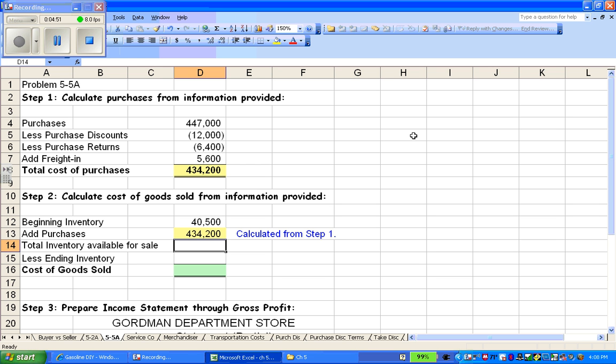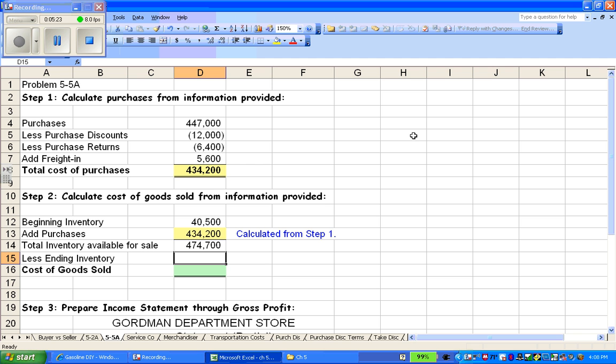All right, so now my total inventory available for sale would be the addition of those two numbers. So I'll do a formula. I'll use the equal sign. I'll use the arrow key to go up to the 40,500, and then I'll do the plus sign. And then again, I'll just arrow up to the purchases here, and I'll hit the enter key. So there's the total inventory available for sale, 474,700. Okay, now I want to subtract out the ending inventory.